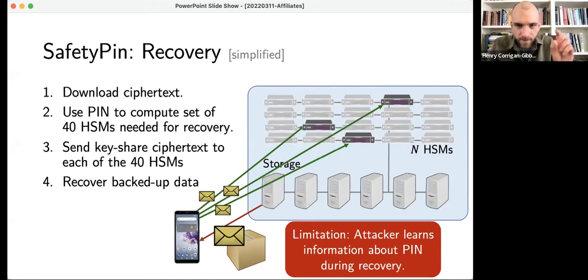There's one subtle limitation that you might be able to notice here, which is that since the set of HSMs the user talks to during recovery depends on the PIN, an attacker who's monitoring the data center can actually learn information about the phone's PIN during recovery. We have some discussion in the paper about how to get around this, but the basic idea is after you recover, you should change your PIN, so that the attacker can't exploit this information in the future.